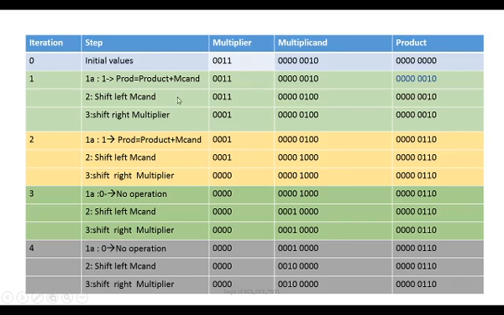Then what is the next step? We need to shift the multiplicand to the left, and the next step is to shift the multiplier to the right. So this is 3 steps. If it is not 1, then there will not be any operation, and steps 2 and 3 remain the same. So this is a very simple algorithm. This is a very old, traditional algorithm, which has been followed for many years, and this is the basic of this multiplication architecture.